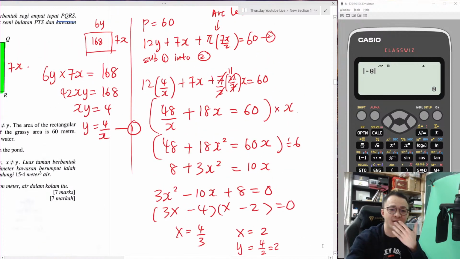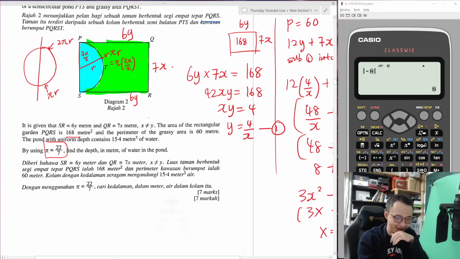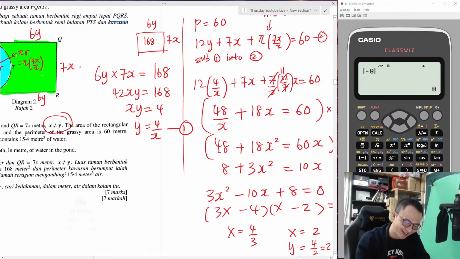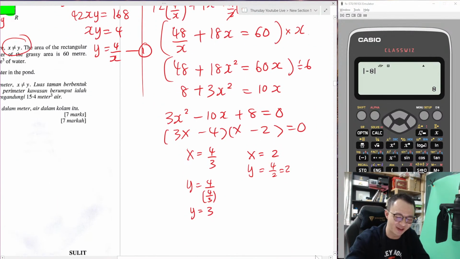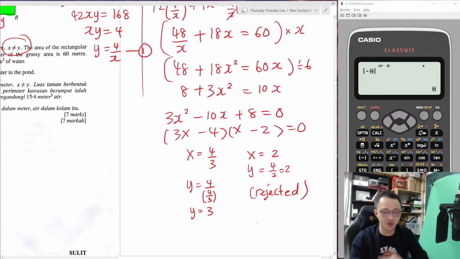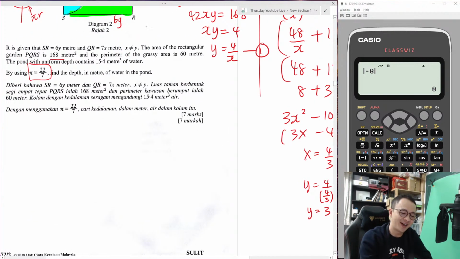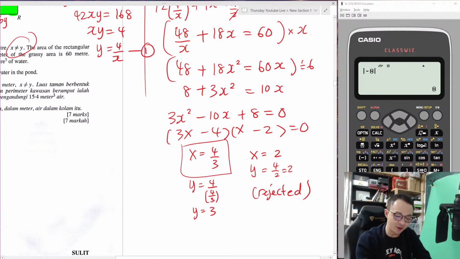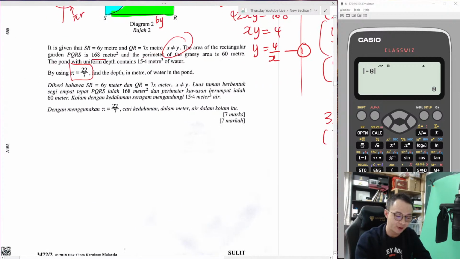Okay, trying to substitute in, see whether. Oh, x is not equal to y. Does the question say that? A bit blur. Sometimes I don't read the question carefully. So we reject this combination because the question tells us x is not equal to y. Yes, it's over here: x is not equal to y. Then we get the answer right now. x is 4 over 3, y is equal to 3.